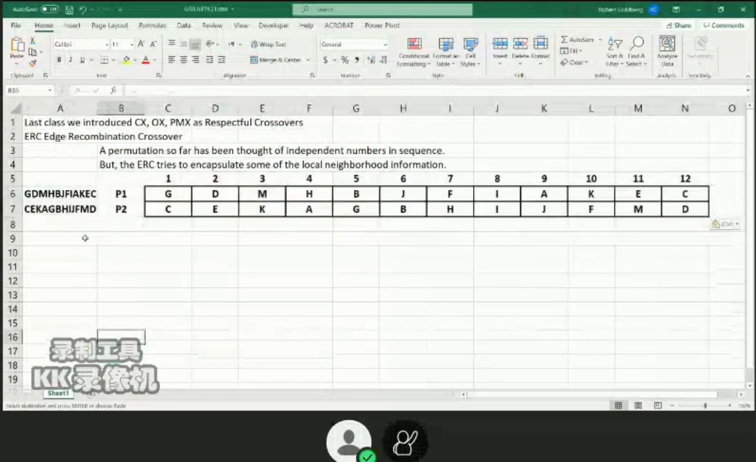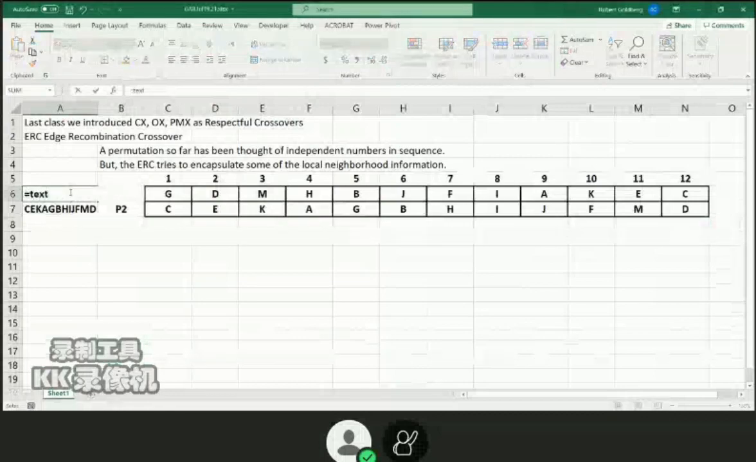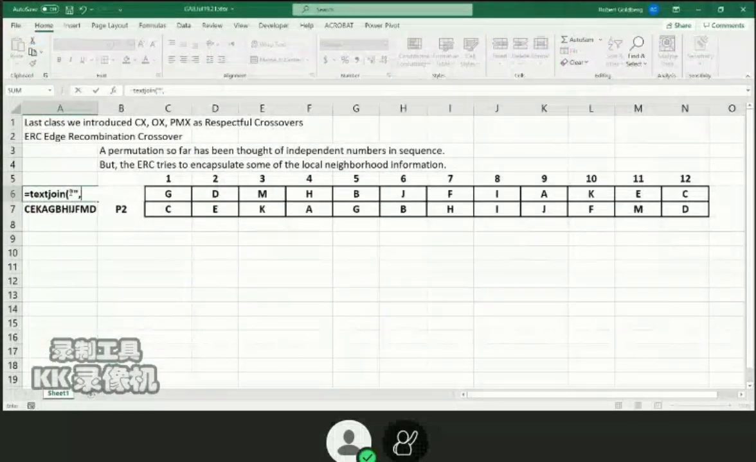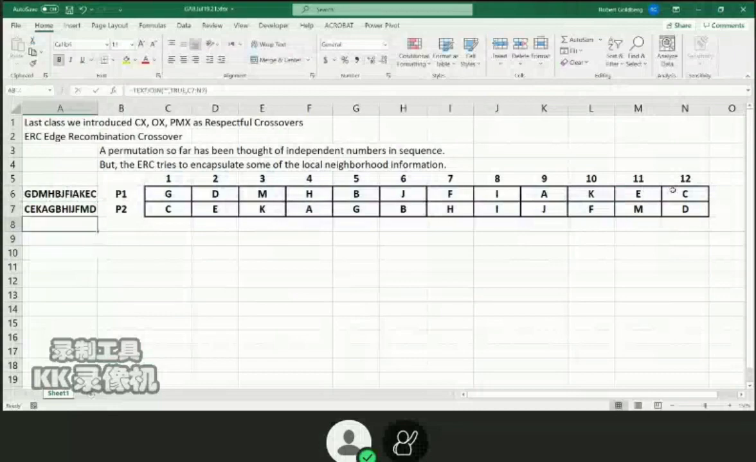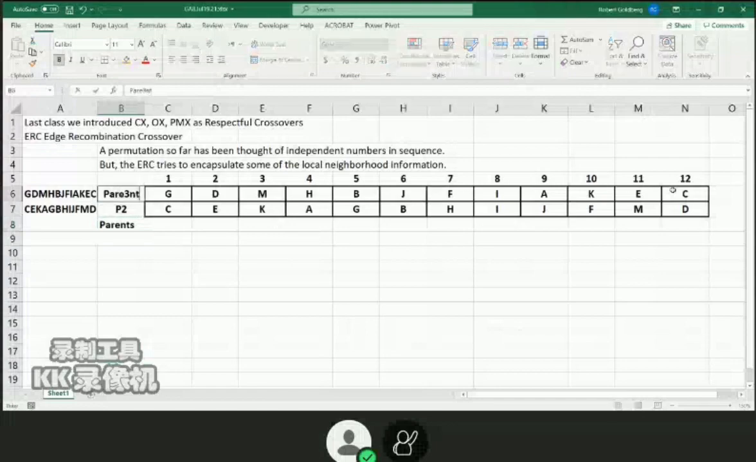Let me do a text join. Okay, ignore those, just so it won't affect us. All right, so P is just so that everything should fit on the screen. These are the parents, and P means parents. Parent one, I think it'll work.